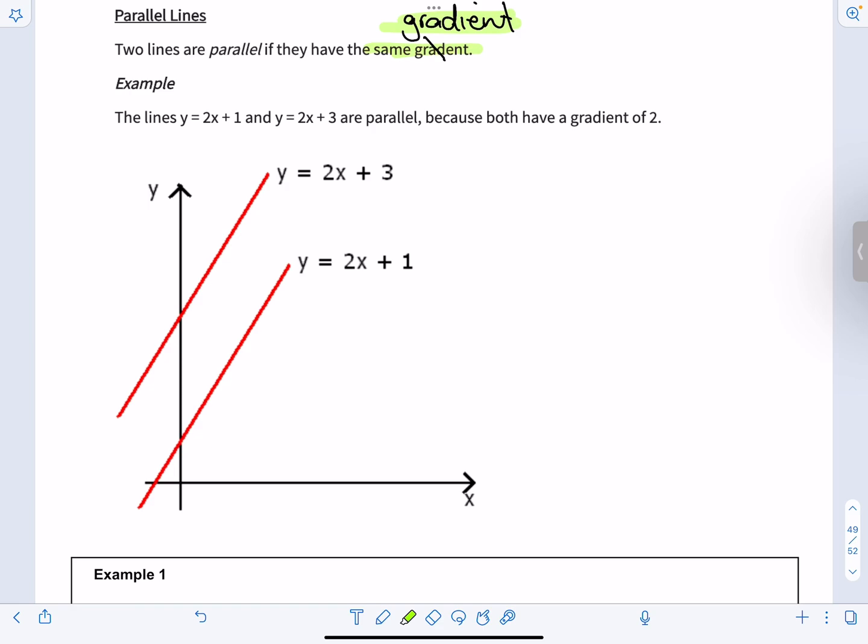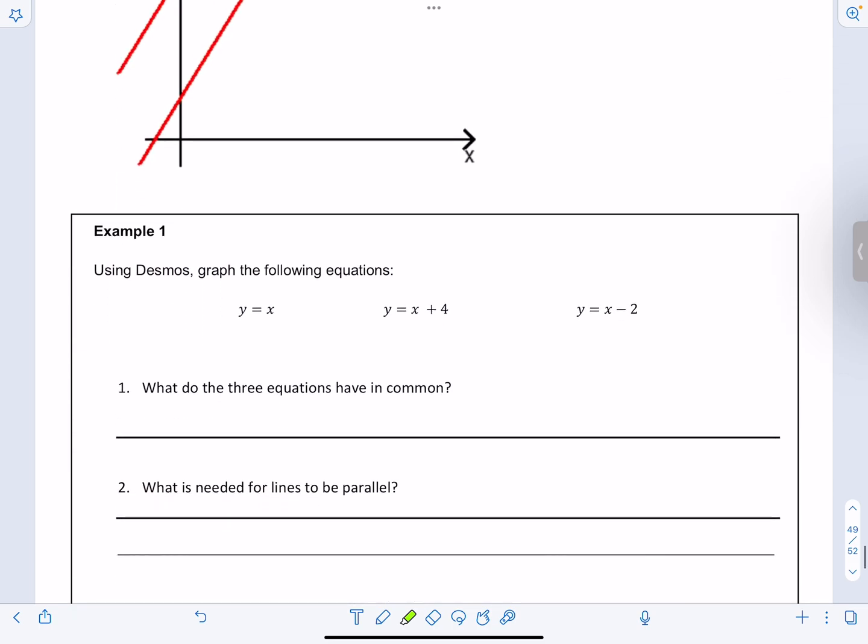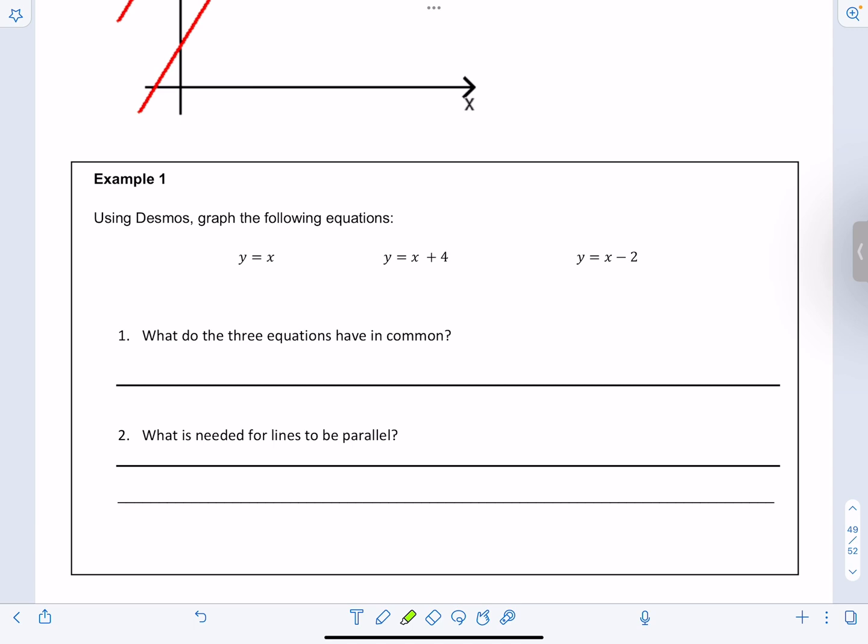Okay, so parallel lines have the same gradient. Okay, now if you notice, the distance between them is always the same. This is the gradient. So that's the key number you're looking for if you want to check that lines are parallel. So you're going to use Desmos. Desmos is a program, it's an online graphing program on the internet, so you can use that. I want you to use Desmos, and I want you to put these in and answer these questions.